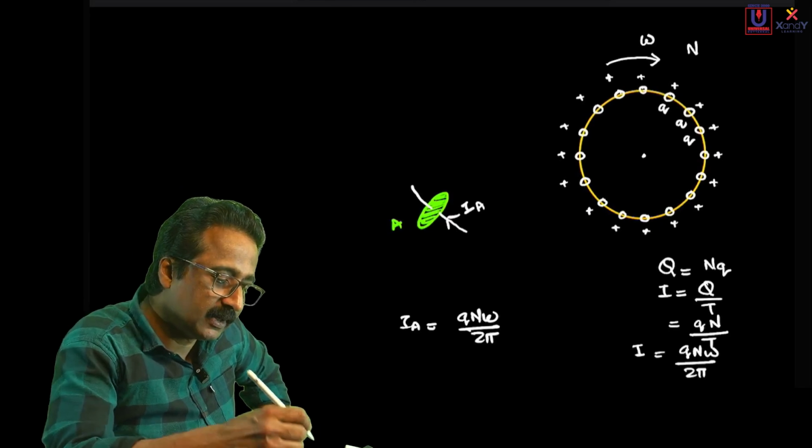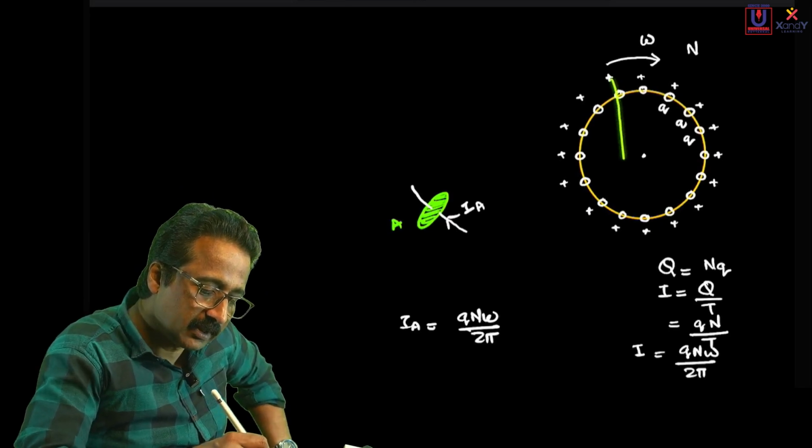Now let's come to the loop B, reminding you once again that the loop B was this. It's a bigger loop like this.